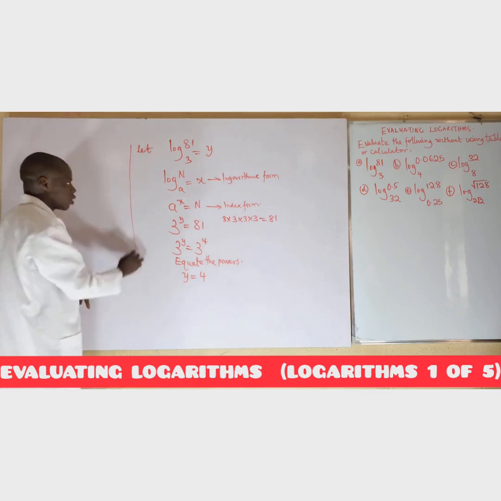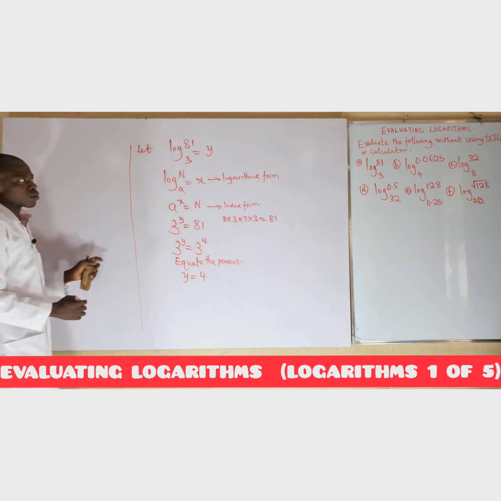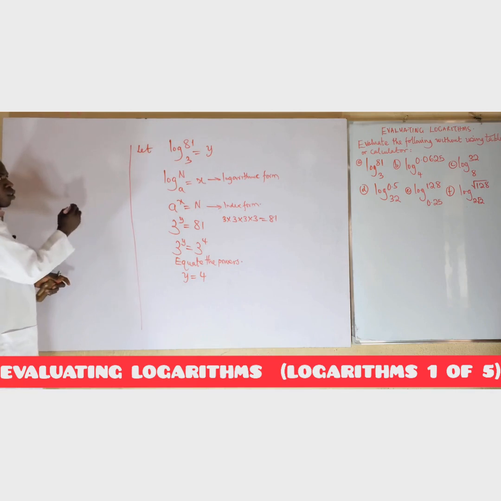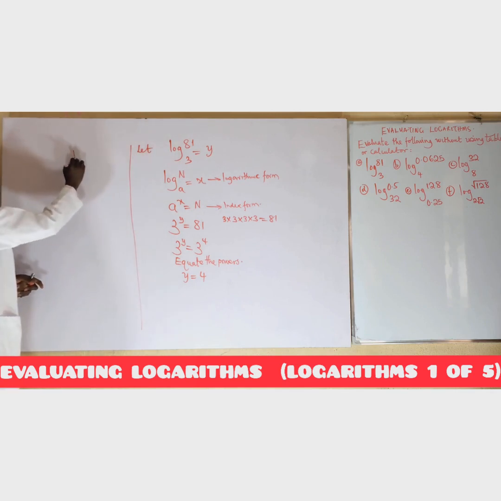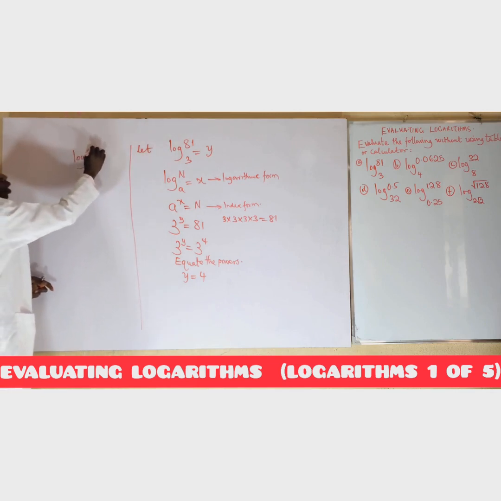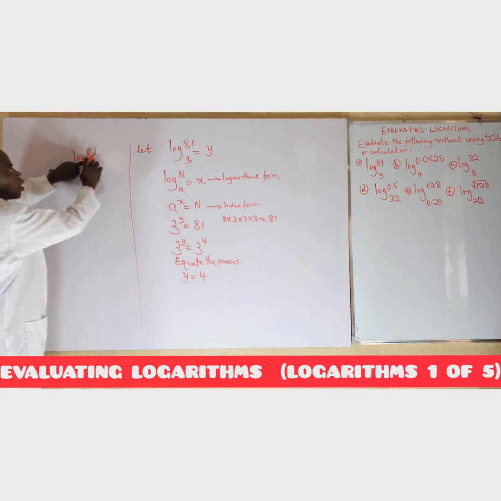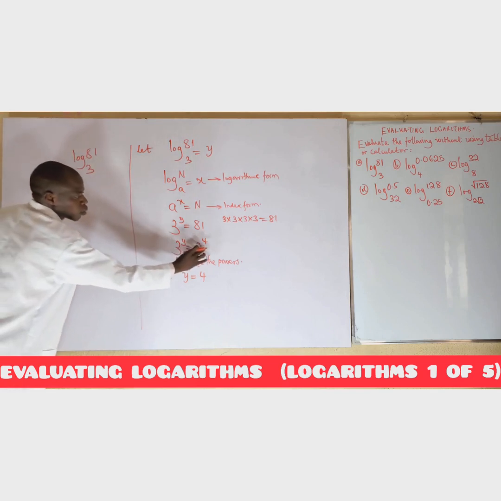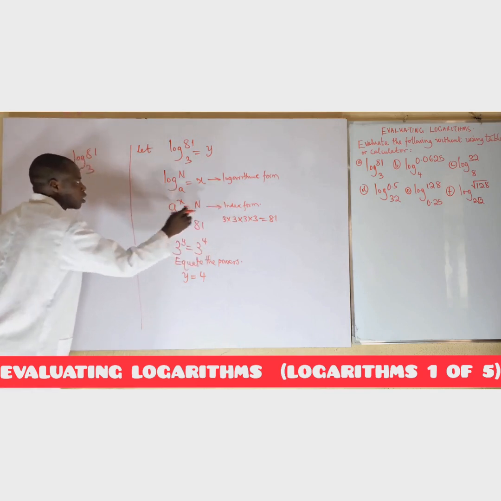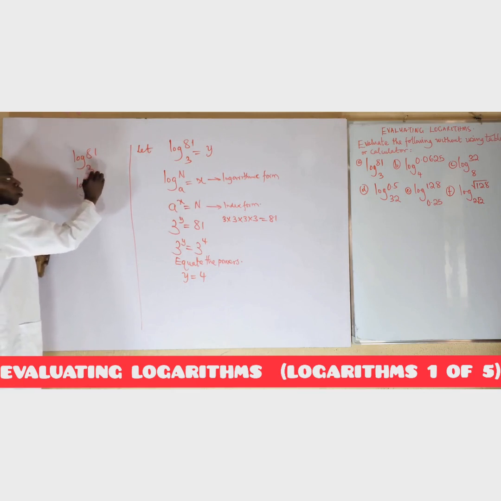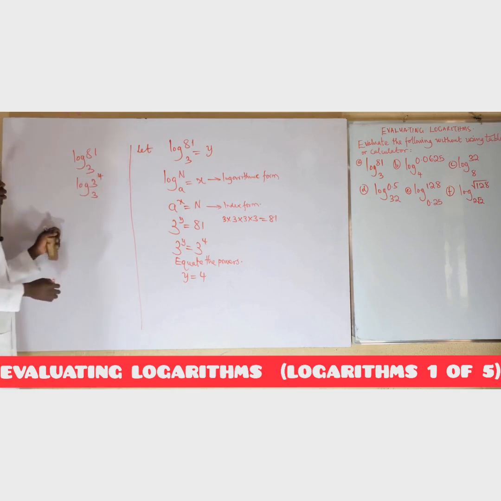Now, how do you solve it using the other method? In the other method, we are going to have the number as it is. That means we are only going to have log 81 base 3. Then I can rewrite my 81 as a power of 3, 3 times 3 times 3 times 3. Then I can rewrite this as log 3 raised to power 4, base 3. That's 3 raised to power 4 is 81, base 3.